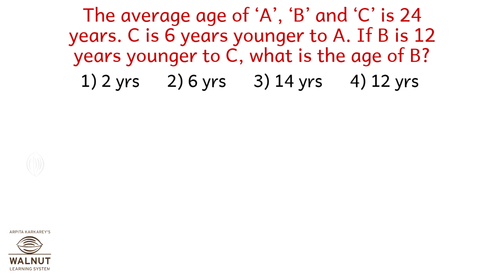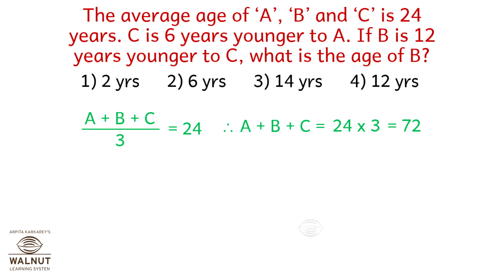The average age of A, B and C is 24 years. C is 6 years younger to A. If B is 12 years younger to C, what is the age of B? Now we have the average age of A, B, C given as 24. So we write A plus B plus C upon 3 is equal to 24. Therefore A plus B plus C is 72.